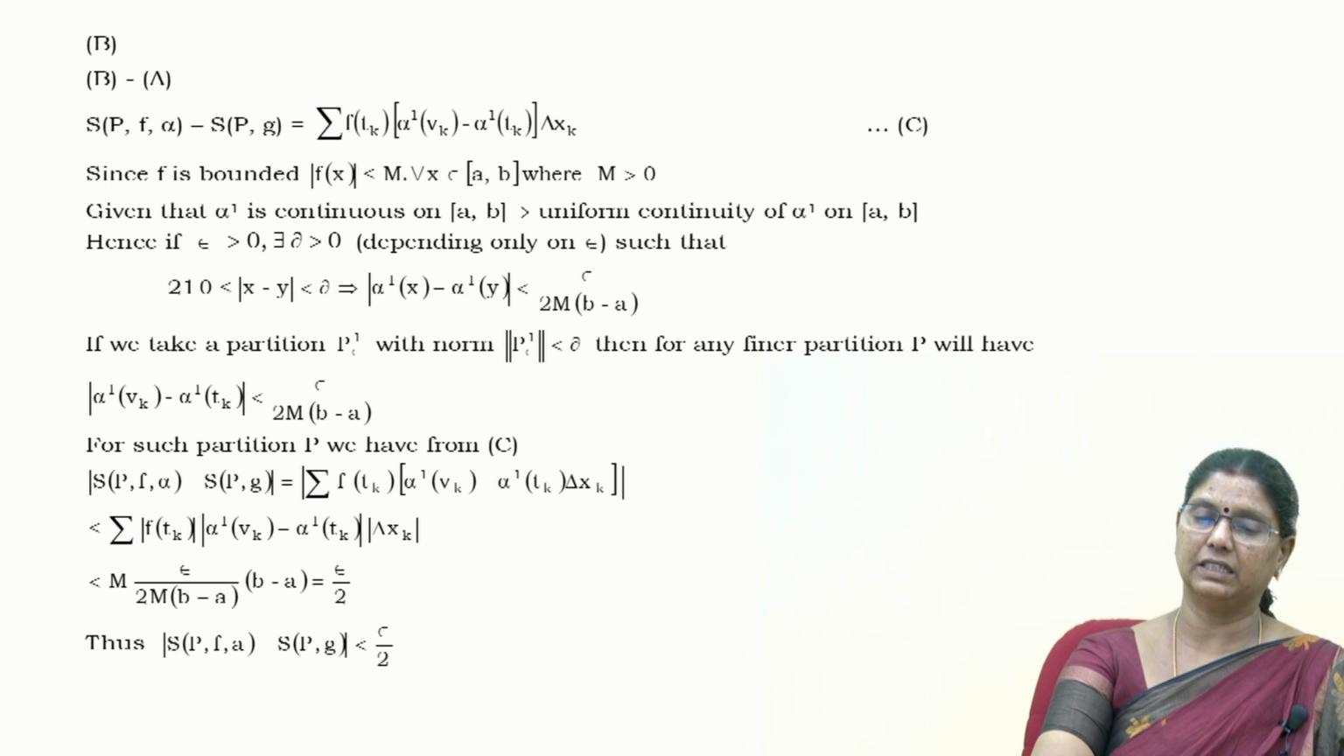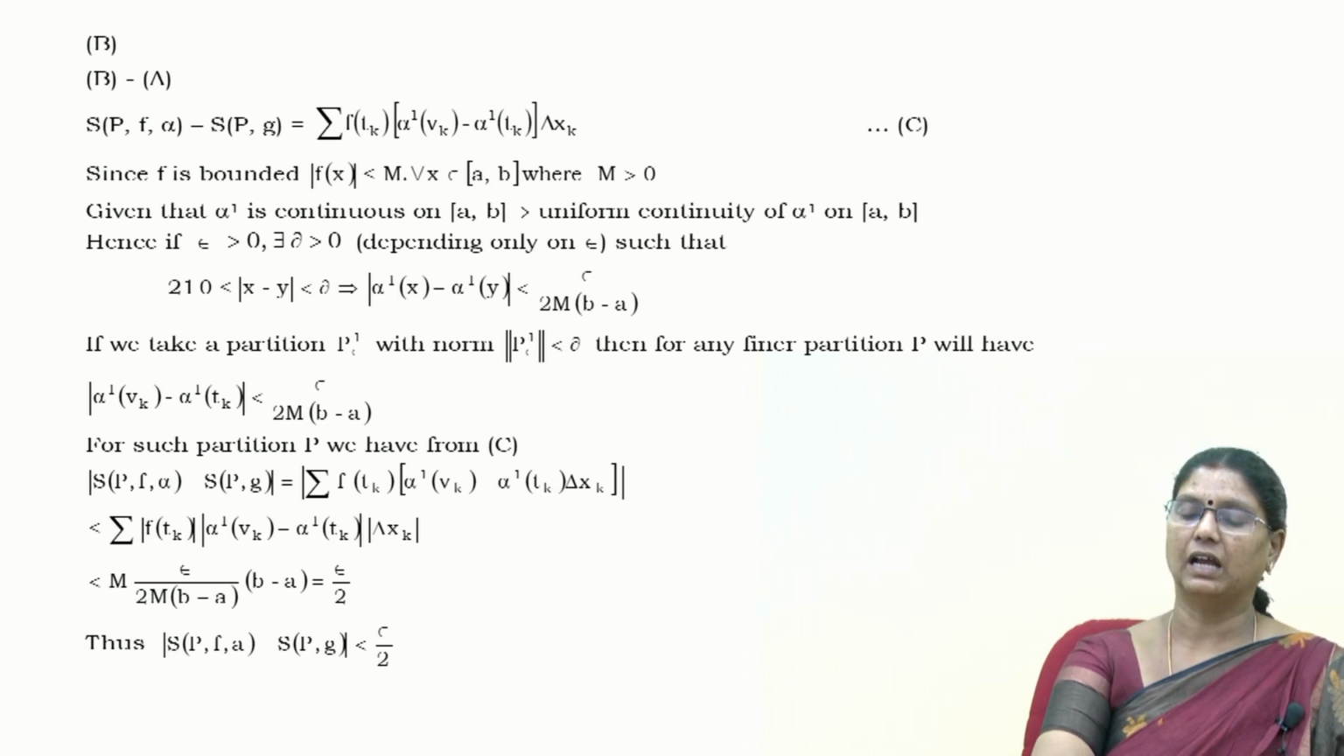Thus, there exists delta greater than 0, for any epsilon greater than 0, depending only on epsilon, such that modulus of x minus y is less than delta implies modulus of alpha'(x) minus alpha'(y) is less than epsilon by 2M(b minus a). If we consider a partition P_epsilon' with the norm of P_epsilon' less than delta, and for any finer partition P, we have modulus of alpha'(v_k) minus alpha'(t_k) is less than epsilon by 2M(b minus a).